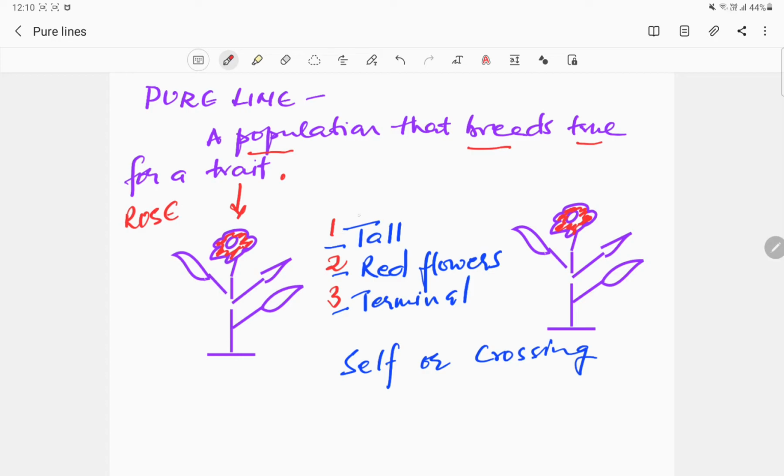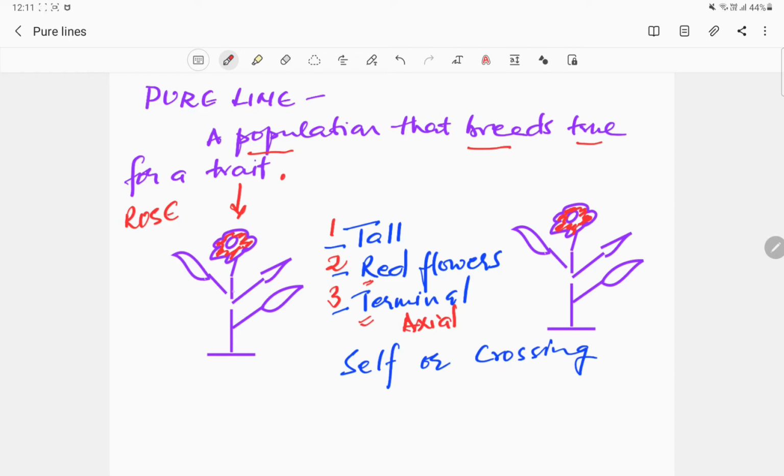So I hope you understand the height of a plant, or what we mean by tall or dwarf. Also, I hope you understand what I mean by the flower color. It's fairly simple, but I'm not very sure whether you understand what we mean by terminal flower. Terminal and axial are terms used to describe the position of flowers in a plant. When a particular flower is found at the end of the stem or at the end of the branches, we say that the flowers are terminal.